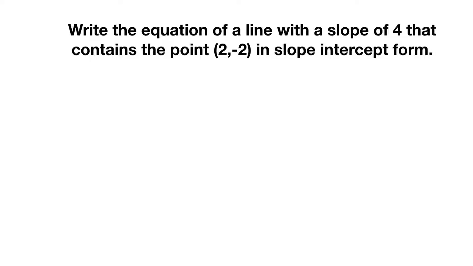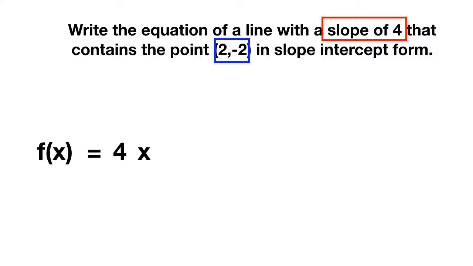Write the equation of the line with a slope of 4 that contains the point 2, negative 2 in slope-intercept form. Well, you can start by writing that f of x equals, and you see the slope is 4, so 4x. Now we know a point, but we don't know the y-intercept. We can use a table with x and y coordinates to figure it out.